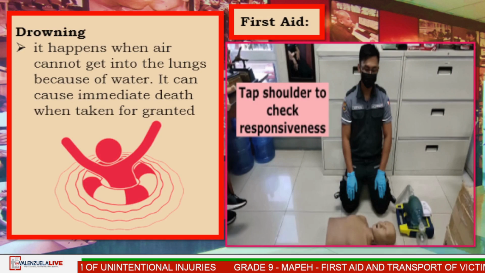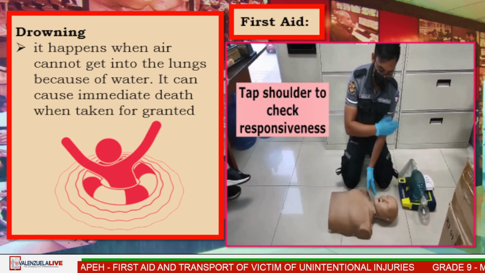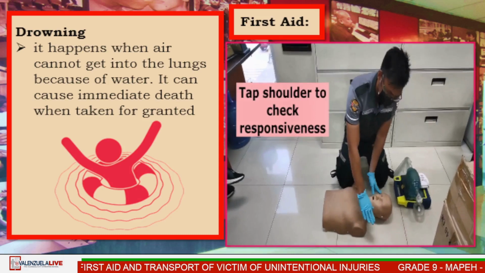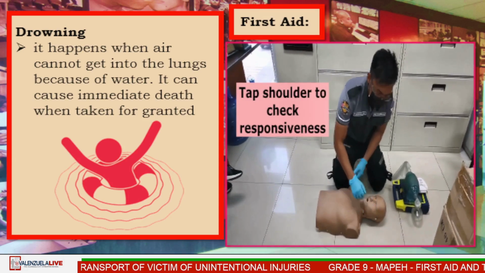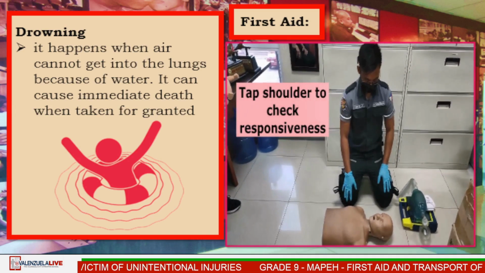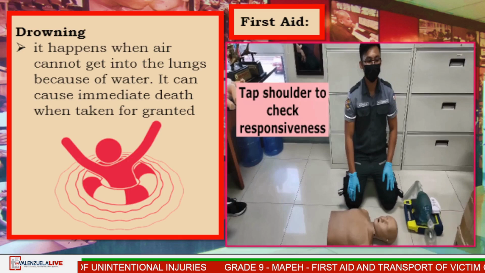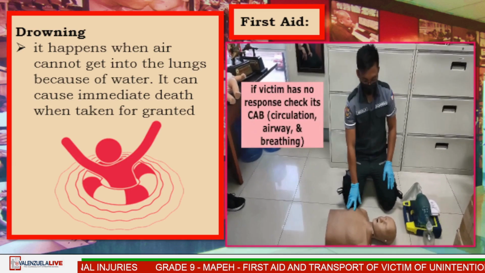Drowning happens when air cannot get into the lungs because of water. It can cause immediate death when taken for granted. First aid technique: lay the person down on his or her back. Check responsiveness by tapping the shoulder 3 times. If the victim does not respond, check its CAB, circulation, airway, and breathing.